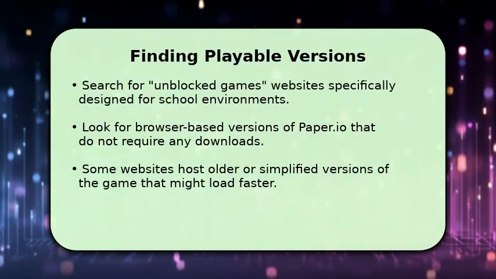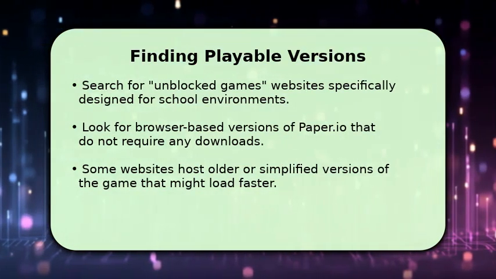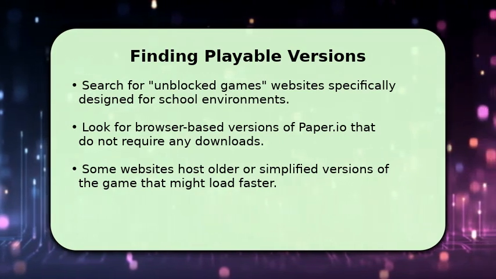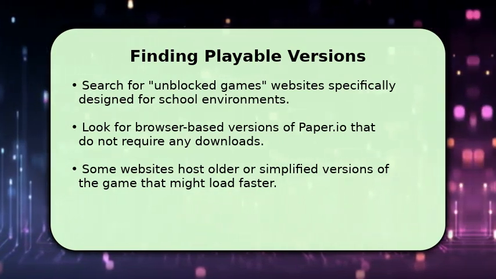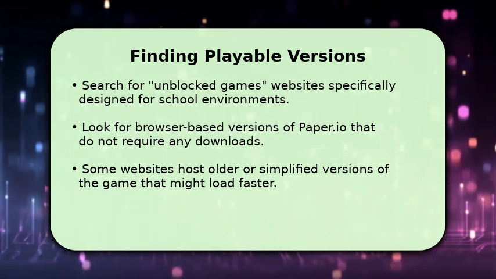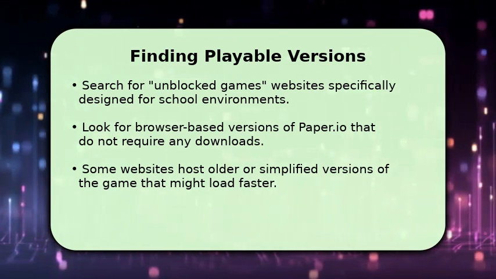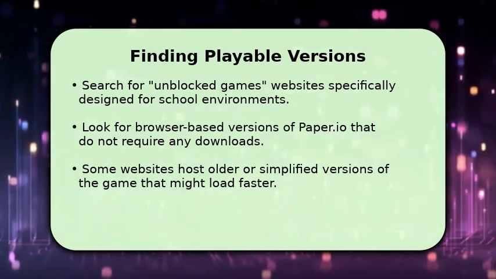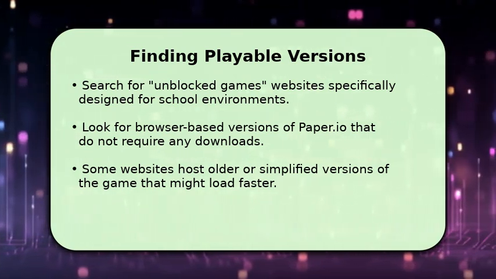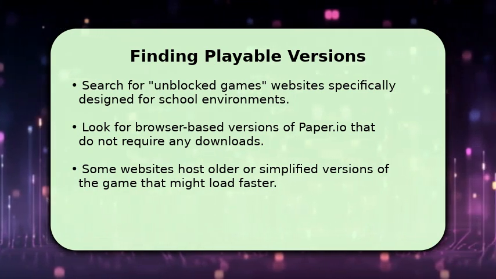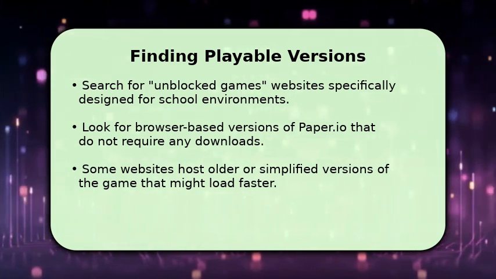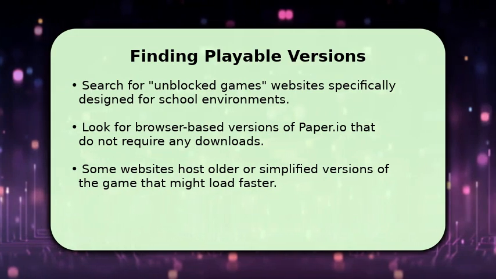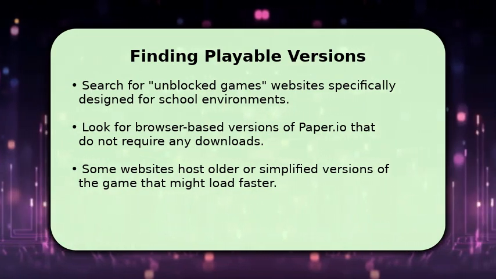To find a playable version, search for unblocked games websites. These sites often host browser-based games like Paper.io that don't require any downloads, making them ideal for Chromebooks. You might find older or simplified versions that are less resource-intensive and more likely to run smoothly. Always ensure the website is safe and reputable to avoid any unwanted software or security issues.